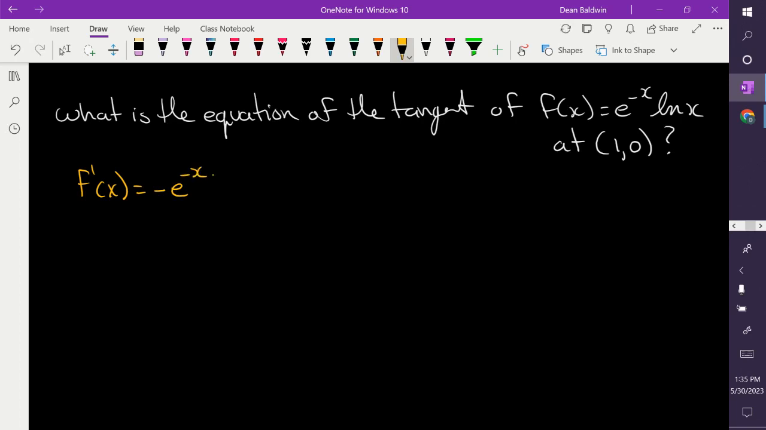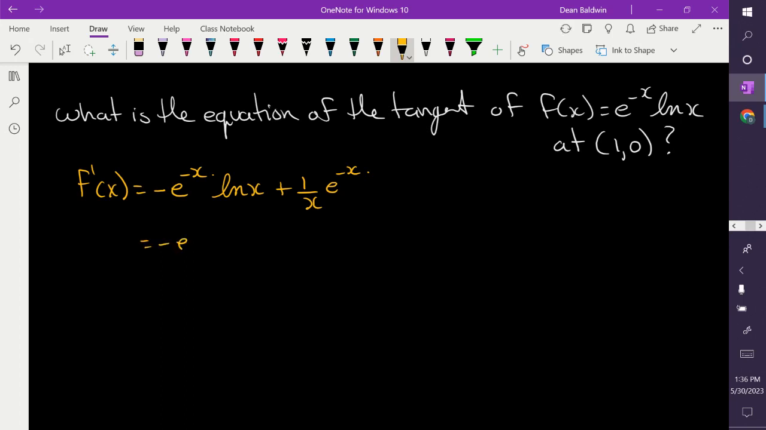Negative, times negative 1. So negative e to the negative x times the natural log of x, plus, what's the derivative of the natural log of x? 1 over x times the other function, which is e to the negative x. There's our derivative. We need to know the slope at 1, 0. So put 1 into the equation. Well, there's no y's, but if it was implicit, you'd put y's in.